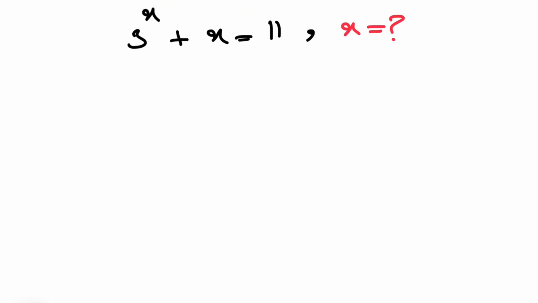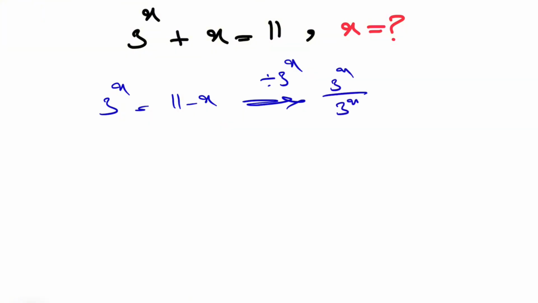But let's see how we can solve this using the Lambert W function. It's actually a very interesting one. So what we're going to do here is bring x to the right side of the equation, so we have 3 to the x is equal to 11 minus x. And now we're going to divide this by 3 to the x. So we're going to get 3 to the x over 3 to the x is equal to 11 minus x over 3 to the x.